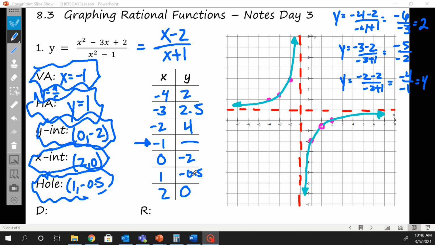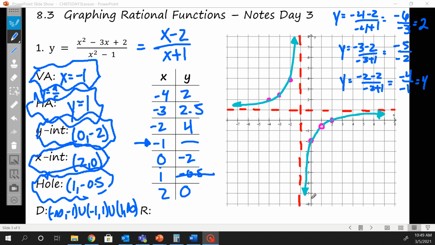So even though we have a removable discontinuity here at 1, negative 0.5, this is not technically a point, okay? It technically does not have a real output at that value, because if you plug 1 in here, you get 1 minus 1, which is 0, which is undefined, okay? So there's technically nothing there. So our domain runs from negative infinity to negative 1. It runs from negative 1 to positive 1, and then it runs from 1 to infinity. Okay, so that's this piece from here to here, and from here to here.